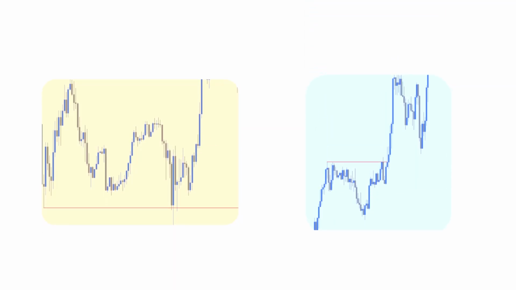Change of character. But what if price suddenly breaks the previous lower high in a downtrend or higher low in an uptrend? That's a change of character. Like the name suggests, this means the market is shifting gears. It's no longer just continuing, it's hinting at a possible reversal. Important rule: a break of structure should happen with a full body close, not just a wick. Wicks can be liquidity grabs, which we'll cover in the next section.